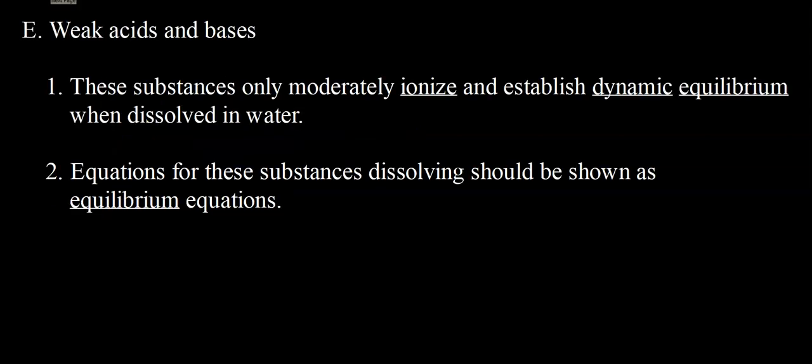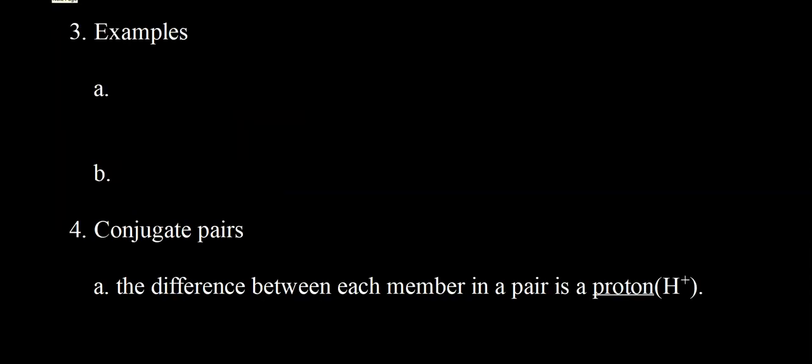All right, some more on weak acids and weak bases. Again, these substances only partially or moderately ionize and therefore establish dynamic equilibrium when dissolved in water. As we've seen, equations for these substances dissolving should be shown as equilibrium equations. We have a double arrow showing that it is not completely ionized. So let's look at a couple more examples.